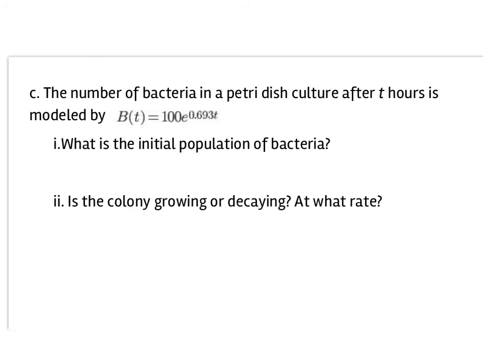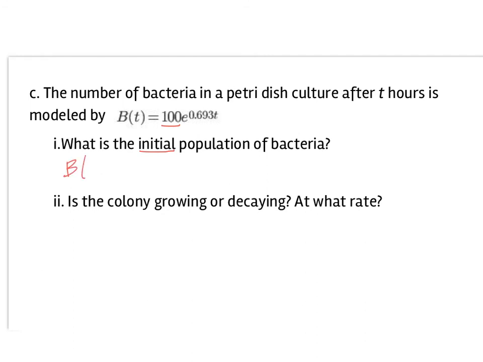Our last two examples might feel a little more similar to example A, and then C and D are certainly related to one another. So we're going to continue to talk about growth and decay in part C here in terms of the number of bacteria in a petri dish after some time t. And we want to know the initial population and also if the colony is growing or decaying. This first part is pretty straightforward. So remember, the initial population is this value out in front here. I just want to reiterate that that's what happens when t equals 0.